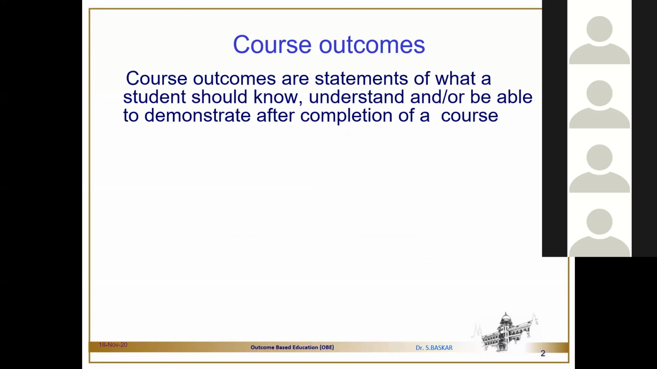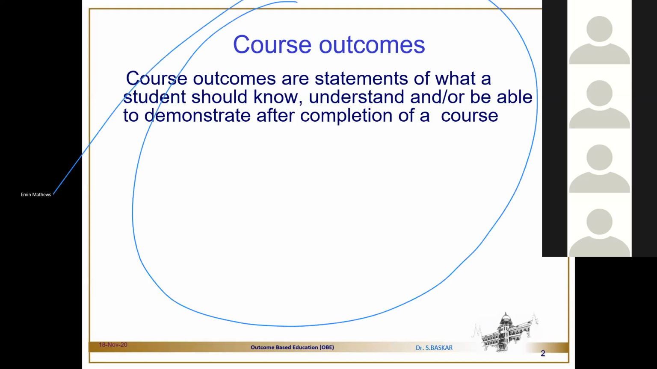Let us recall once again the course outcome definition. Course outcomes are statements of what a student should know, understand, and be able to demonstrate after completion of a course. After the course is completed, what are the end outcomes? It may be in terms of knowledge, or skill, or an attribute.